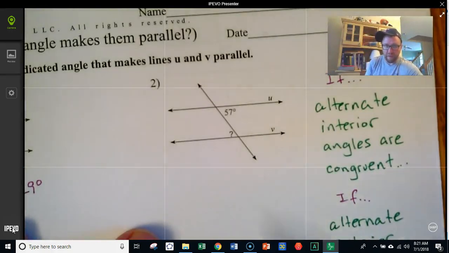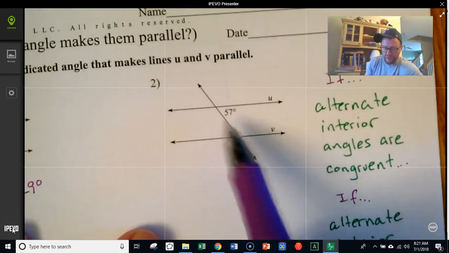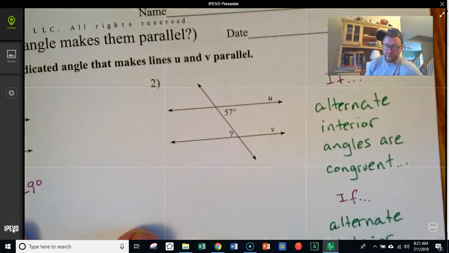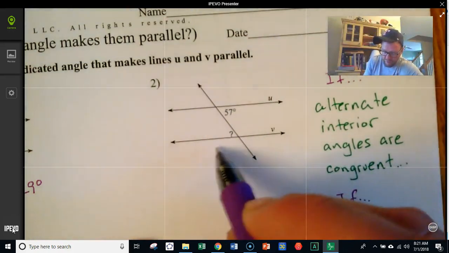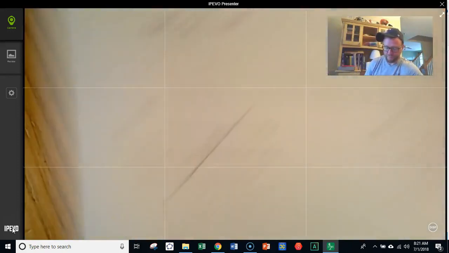Right? So here we have alternate interior. These are on alternate sides, opposite sides of the transversal, in between the parallel lines. Alternate interior, they should be the same. So this should be a 57 degree angle. If it's 57, then the angles would be congruent, then the lines will be parallel.